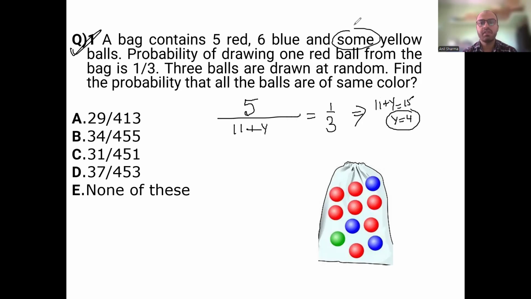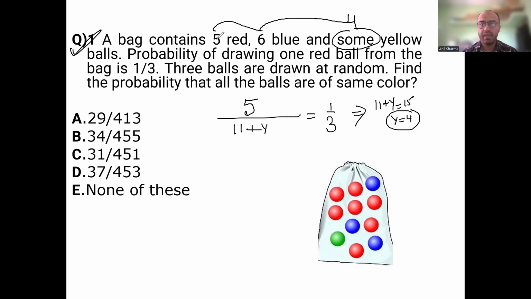So here in place of y, we can replace it with 4. 4 are the yellow balls. So that means the bag contains a total of 15 balls. Bag contains a total of how many balls? That is 15 balls. Right, guys? So now the question is: 3 balls are drawn at random. Find the probability that all balls are of the same color. So now I need 3 balls.